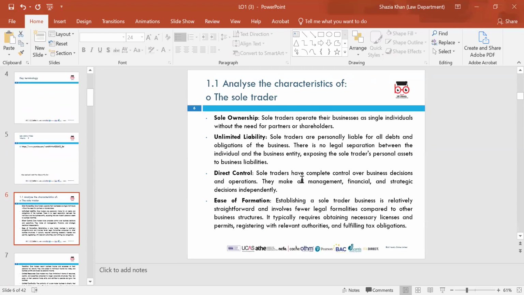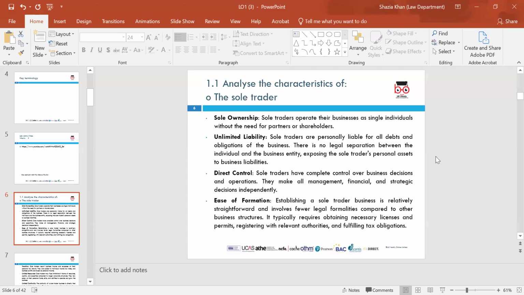So firstly, is sole ownership. Sole traders operate their businesses as single individuals without the need for partners or shareholders. So you may want to set up a corner shop or a barber's shop or a mobile phone shop, so you will set that up as a sole trader. Unlimited liability. Sole traders are personally liable for all the debts and obligations of the business. There's no legal separation between the individual and the business entity, exposing the sole trader's personal assets to business liabilities.